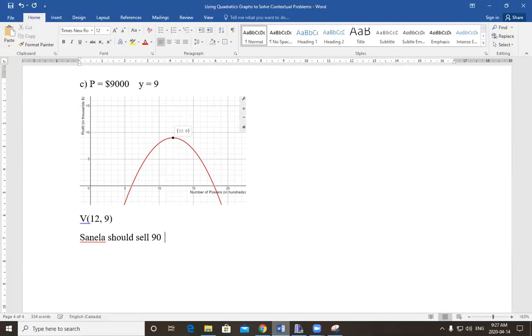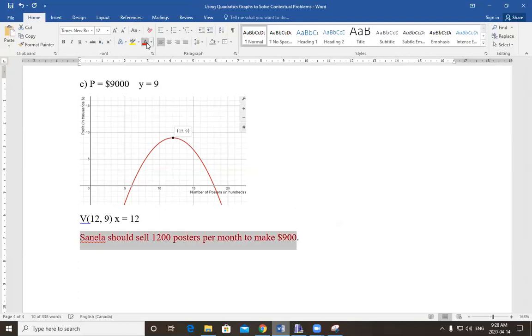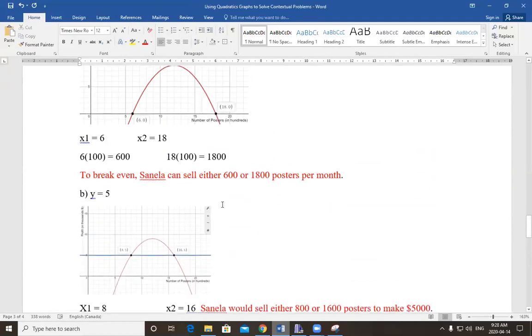Sorry, not 900. I cannot do math. We need the x. So the x equals 12. So Sinella should sell 1,200 posters per month to make a profit of $9,000, which interestingly represents the maximum profit from her business model. So based on what she's doing, she cannot make anything more than $9,000 per month. Okay, so that's part C.